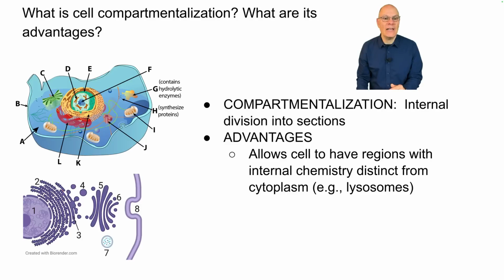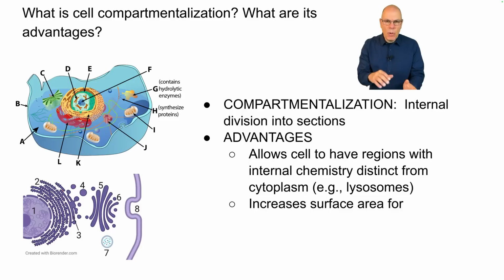A great example of that is the lysosome, shown at G over here, and number 7 over here. Lysosomes contain hydrolytic enzymes. Those are enzymes that break things down. Those can't be released into the cytoplasm, or they would break down the cytoplasm, so they are compartmentalized. They're kept in a membrane-bound space.